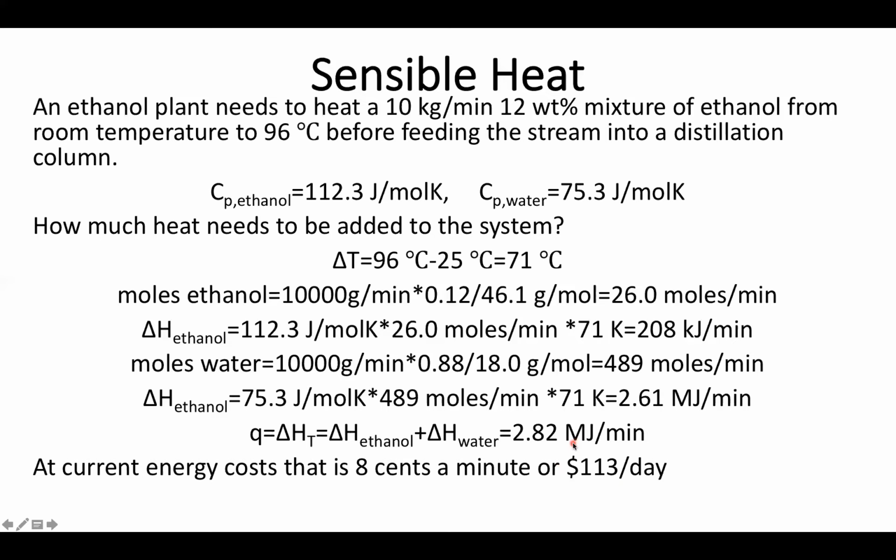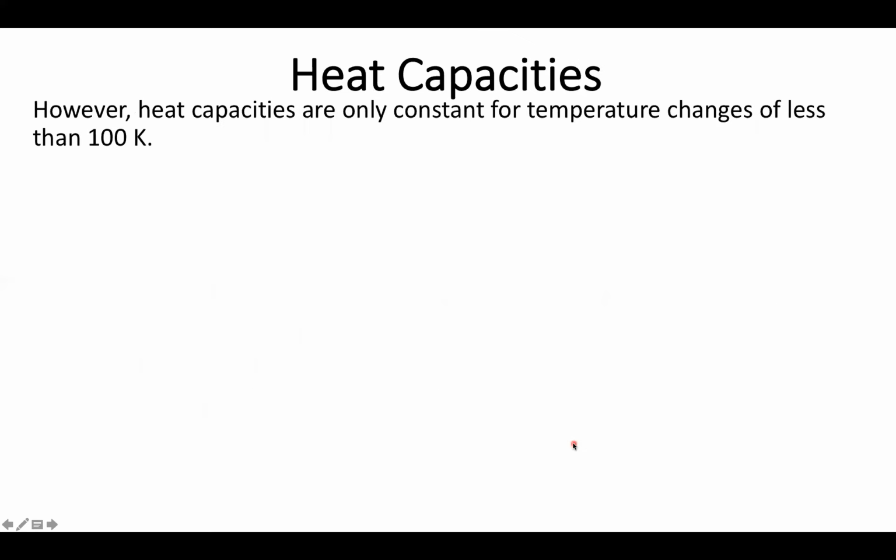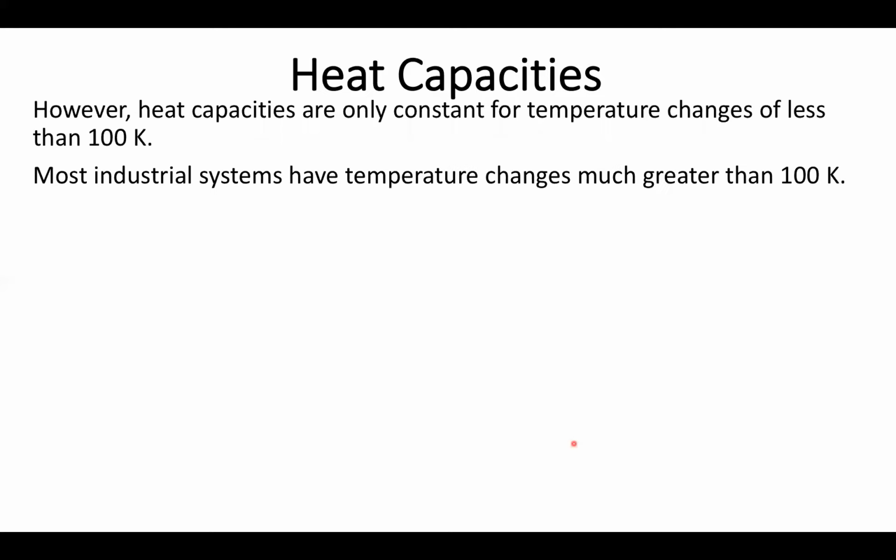Now, one of the things that you should always be aware of when dealing with these heat capacities is that heat capacities are typically only going to be constant for relatively small temperature changes. So this is our good old friend Kirchhoff's law, where we can really only consider heat capacities constant for temperature changes of less than 100 Kelvin. Turns out that changes of greater than 100 Kelvin are pretty common in industrial chemistry, where I may need to heat a feed system 200 or 300 or even 500 degrees.